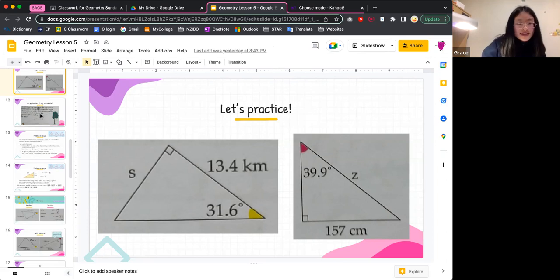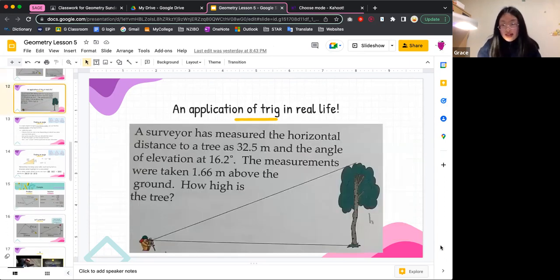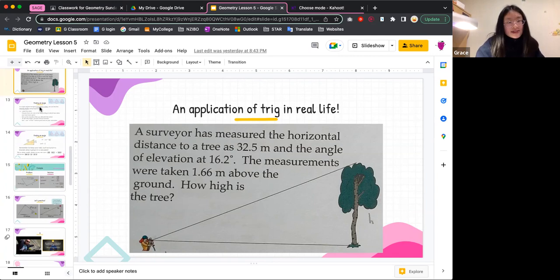The next question is a bit of an application, and I'll leave that for you guys to do in your own time. It's pretty much like the questions that we just did, but because it's application, it does involve a bit of reading and a bit of thinking, because it says the measurements are taken 1.66 kilometers above the ground. So you work out the height of the tree by using trigonometry. Okay, sorry guys. And then you have to add 1.66 because the surveyor is also standing a certain height above the ground. But I'll leave that for you guys.